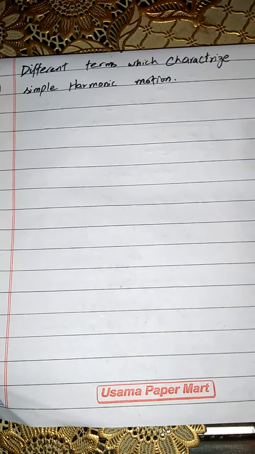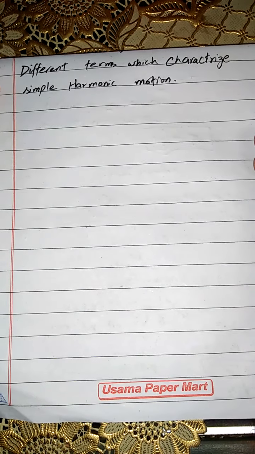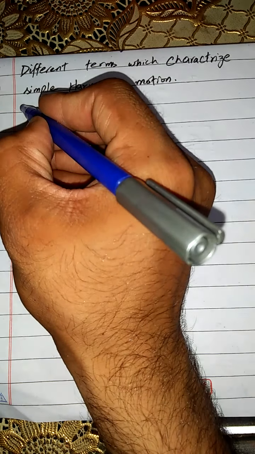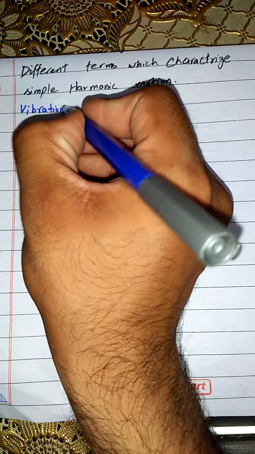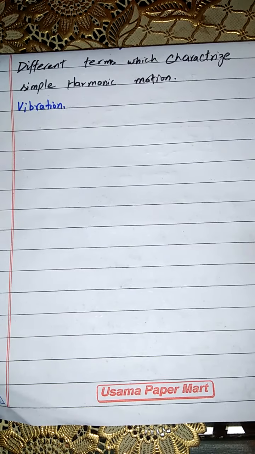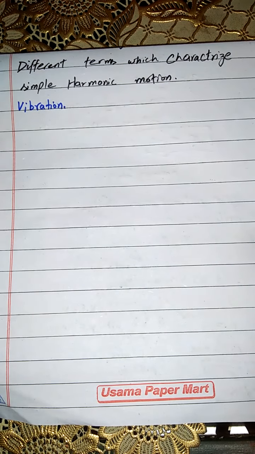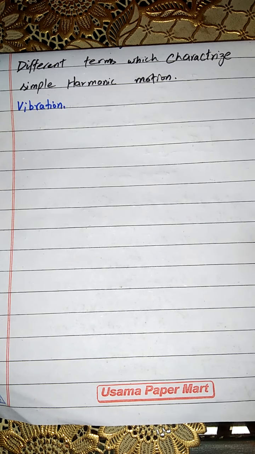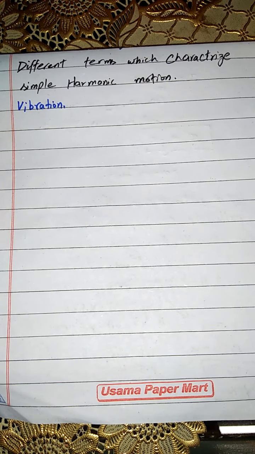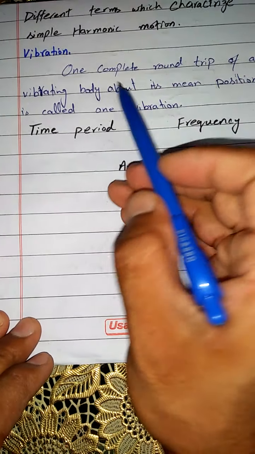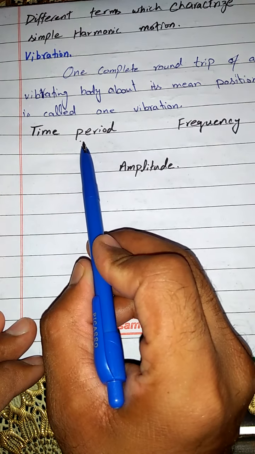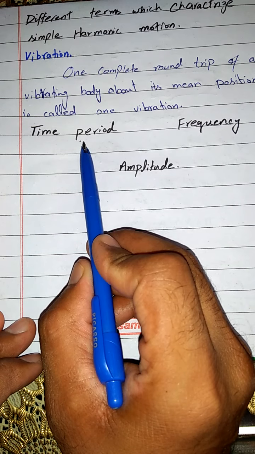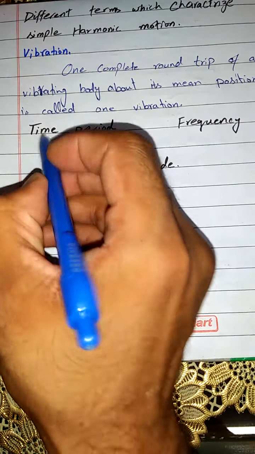Now we will discuss the different terms which characterize simple harmonic motion. The first one is vibration. The definition of vibration: one complete round trip of a vibrating body about its mean position is called one vibration. Now the other term is time period. The time taken by a vibrating body to complete one vibration is called the time period.